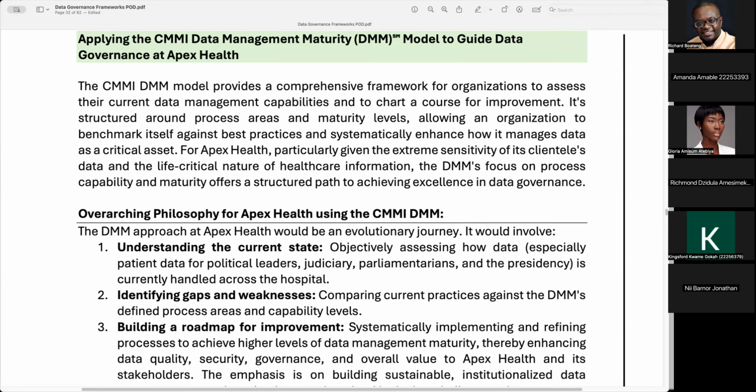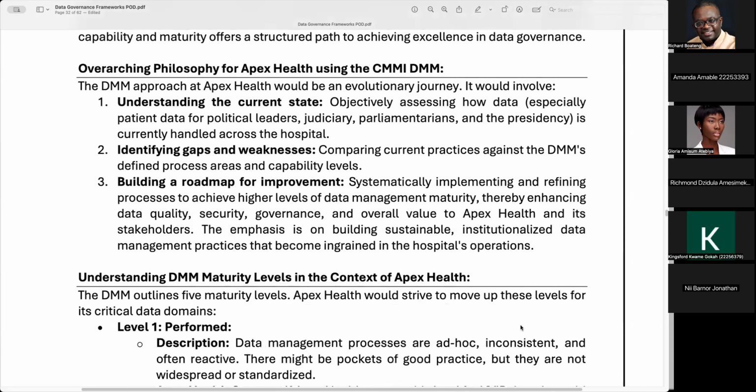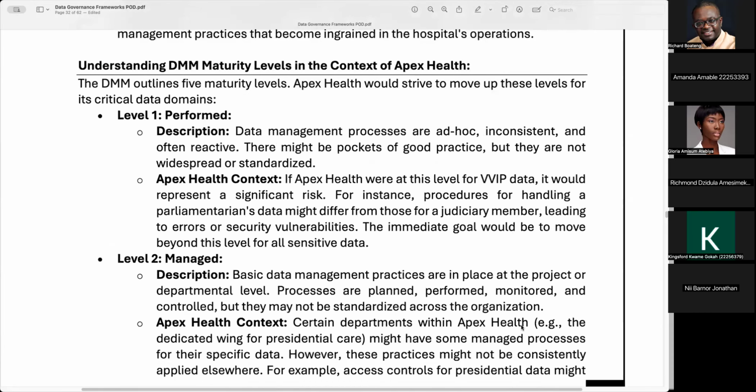And it uses those maturity levels to gauge progress, right? Can you recap those briefly in the Apex context? Yes, typically 5 levels. Level 1, performed, means processes are happening, but they're ad hoc, inconsistent, maybe heroic efforts by individuals. This level represents significant unacceptable risk for VVIP data, so Apex Health absolutely must operate far beyond it. Level 2, managed, means basic practices are in place, perhaps managed within individual departments or clinical units.